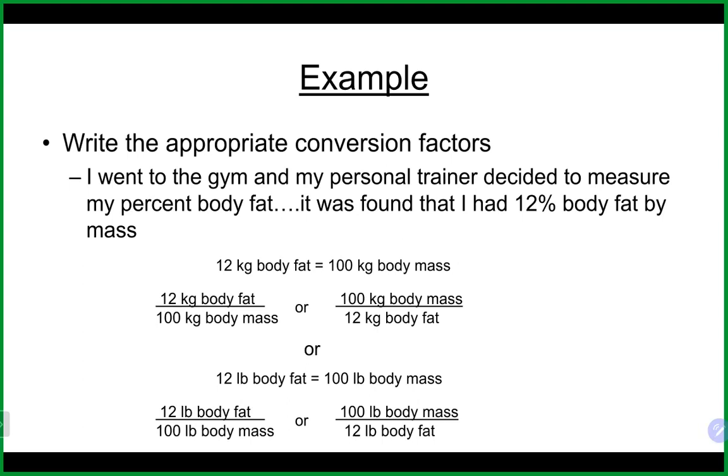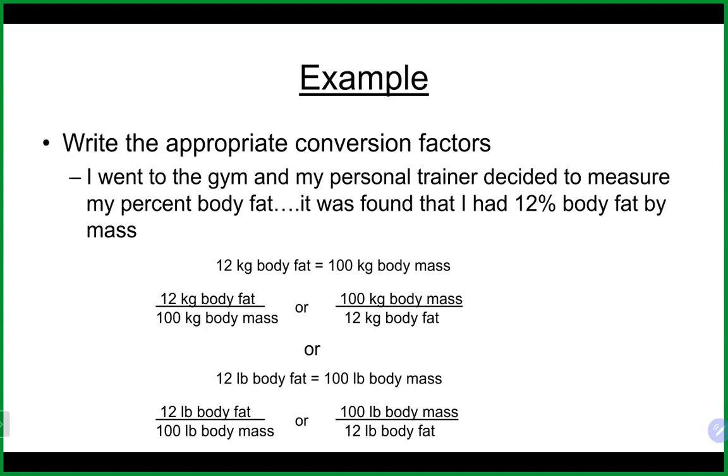So if we have something that's given to us as a percentage, the best thing to do is assume you have 100 of it and turn it into a conversion factor. For example, if I had 12% body fat by mass, we could do some metric sort of deal there. That would be 12 kilograms of body fat per 100 kilograms of body mass, or 100 kilograms of body mass per 12 kilograms of body fat. If we want to do more of the English conversions, we could do 12 pounds per 100 pounds of body mass, or 100 pounds per 12 pounds.